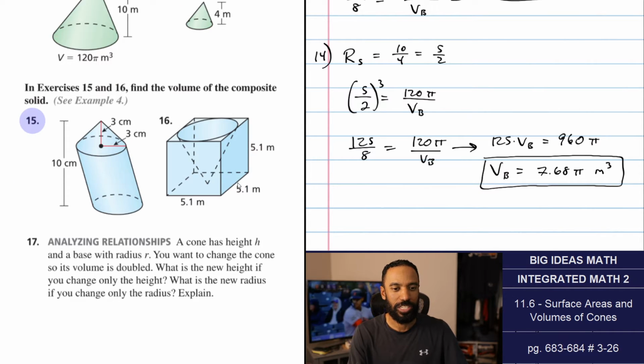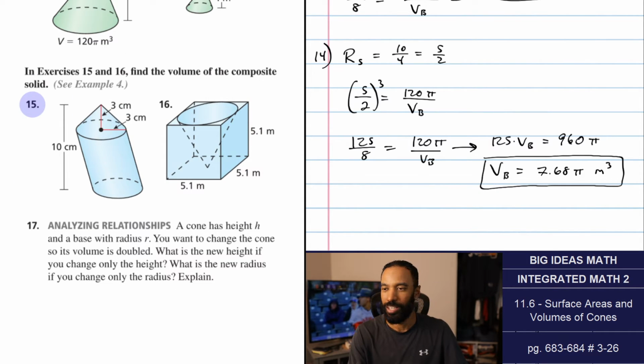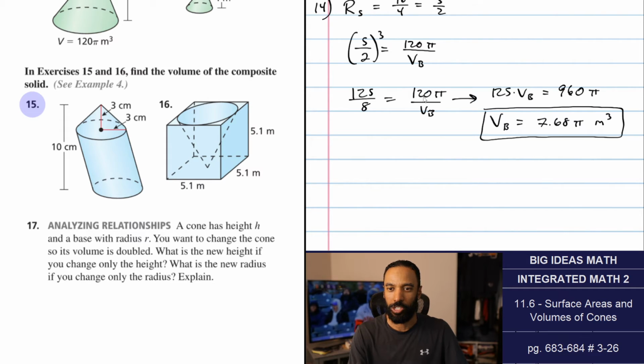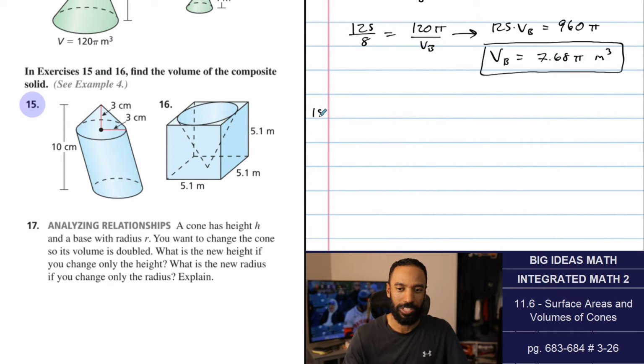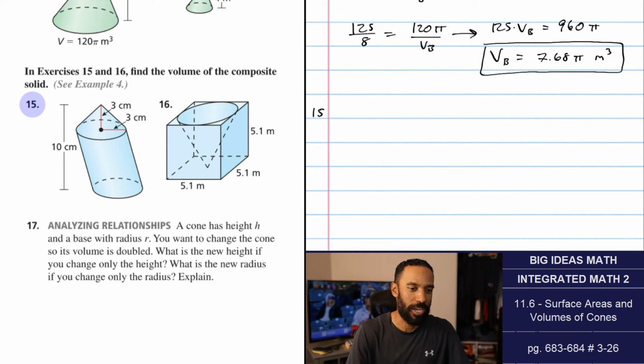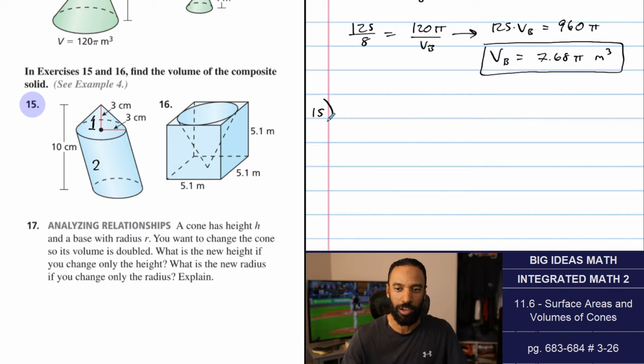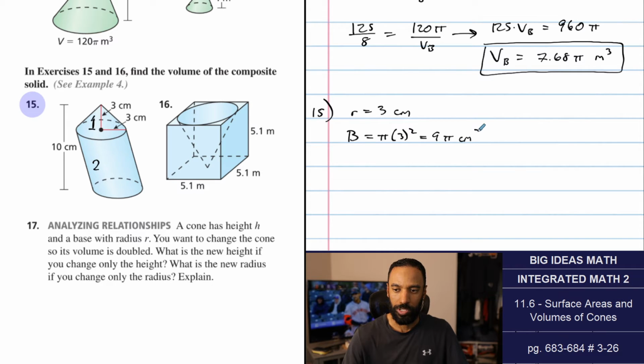All right, numbers 15 and 16, find the volume of the composite solid. So we have to make sure we still know how to find volumes of some of these old guys here. On the first one, we have 2 objects. I can call this object 1, object 2. They share the same base area, so let's start with that. Each of them has a radius of 3 centimeters, so the base area is pi r squared. Pi times 3 squared, and we get 9 pi square centimeters.